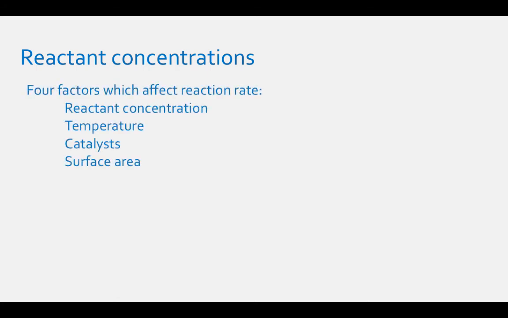There are four important factors which affect rates of reactions: reactant concentrations, temperature, catalysts, and surface area. This video will discuss how rate of reactions change when the reactant concentrations change. First of all, reactant concentrations.